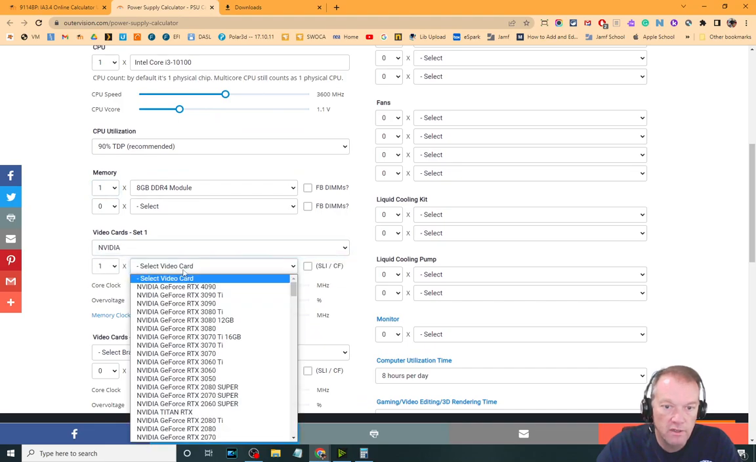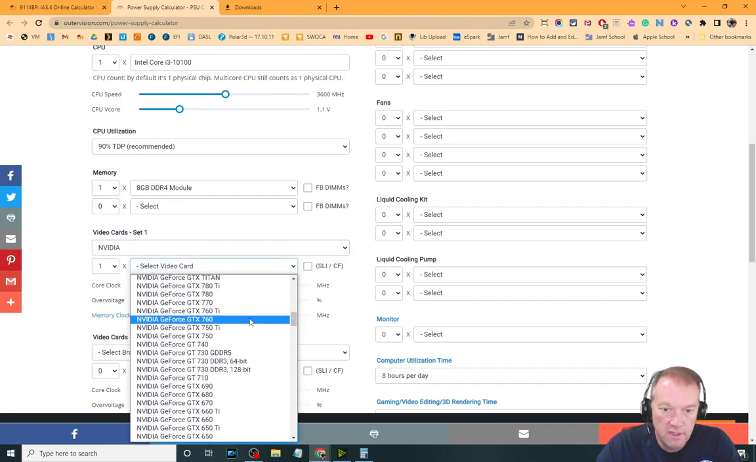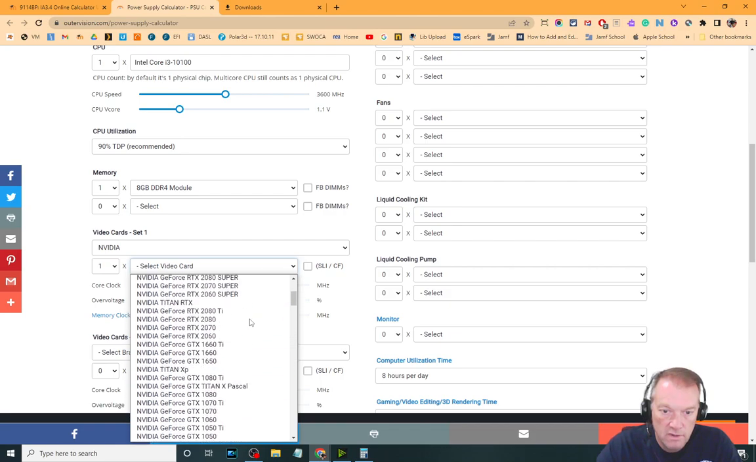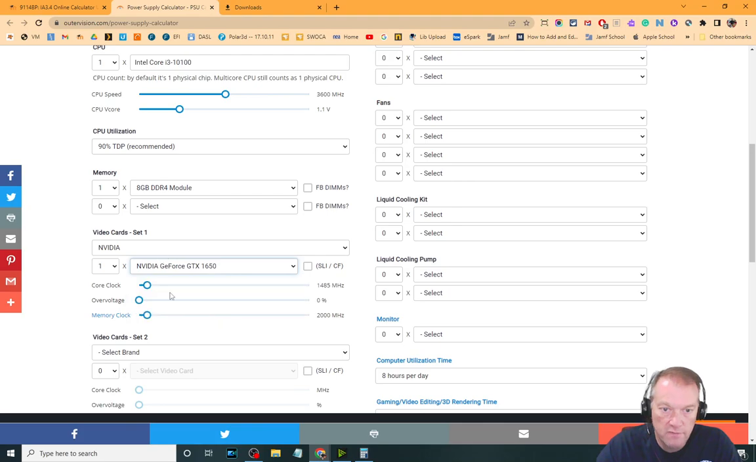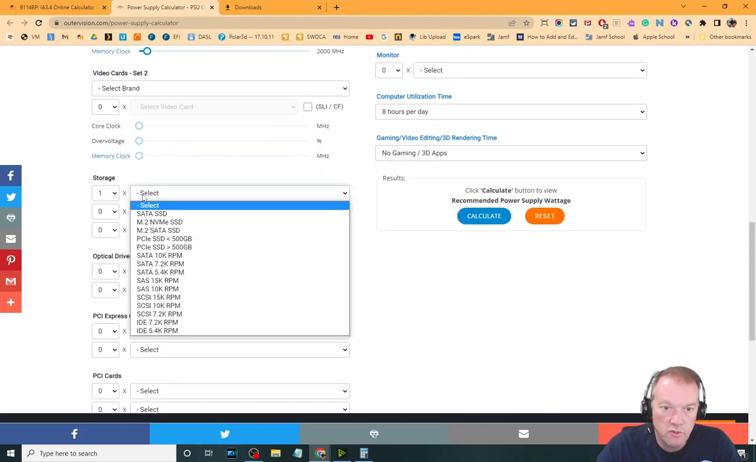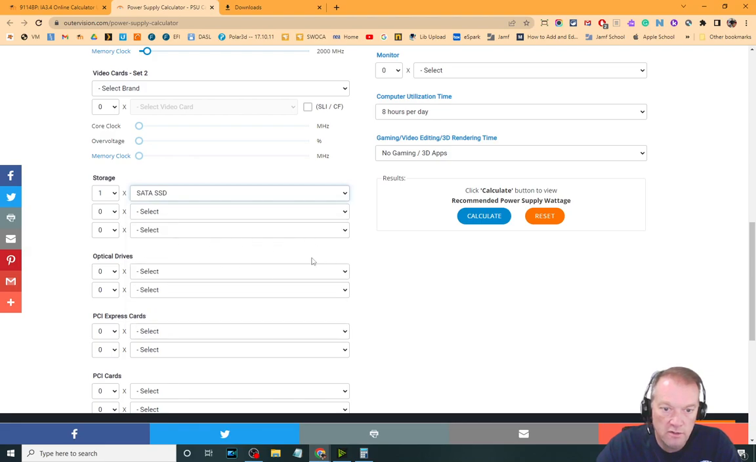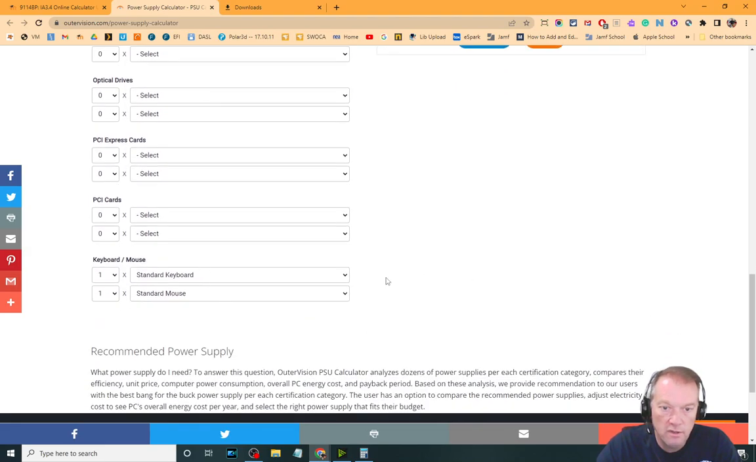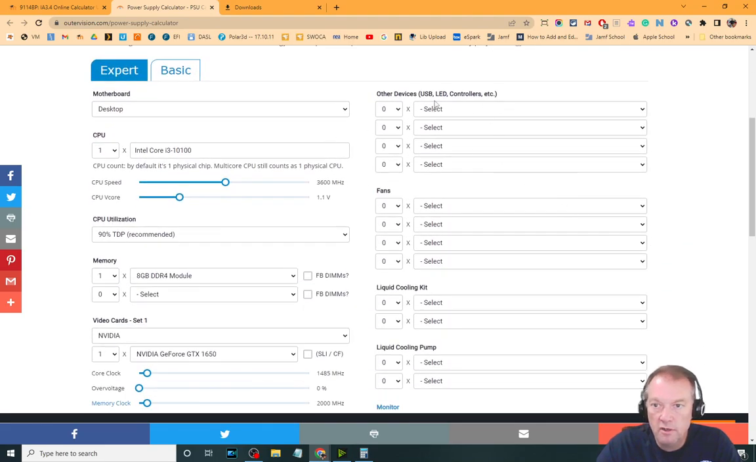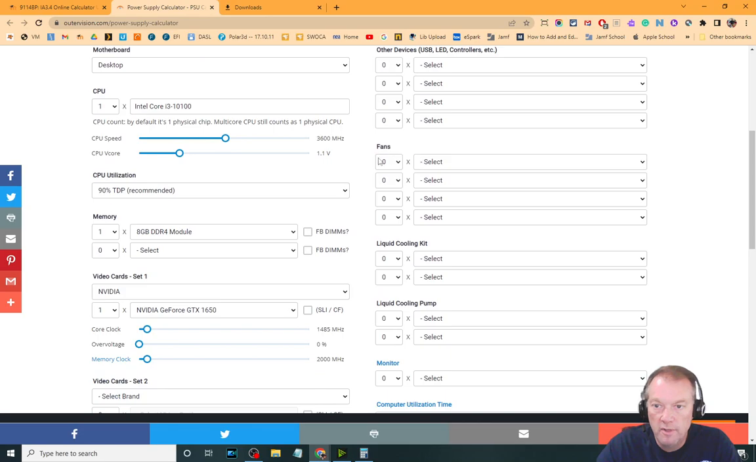Video card NVIDIA 1650. Let's see if we can find it faster this time. Nope, I'm still, there we go, 1650. They got one of those, let you put in a second one. Storage is 1 SATA solid state drive, nothing else. 1 keyboard and mouse. Now we're going to go over here. USB LED controllers, nope. We do have 4.